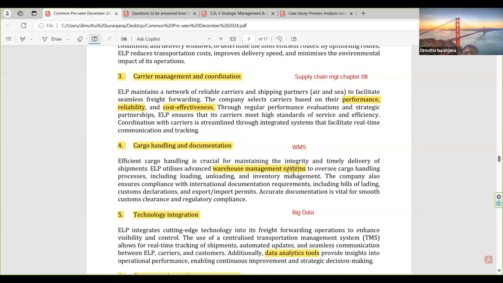Efficient cargo handling is crucial for maintaining the integrity and timely delivery of shipments. ELP utilizes an advanced warehouse management system, WMS. So he's mentioning WMS. So this can be tested in the exam. ELP utilizes an advanced warehouse management system to oversee cargo handling processes, including loading, unloading, and inventory management. The company also ensures compliance with international documentation requirements, including bills of lading, customs declarations, and export-import permits. Accurate documentation is vital for smooth customs clearance and regulatory compliance.